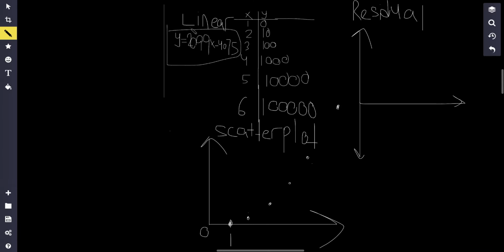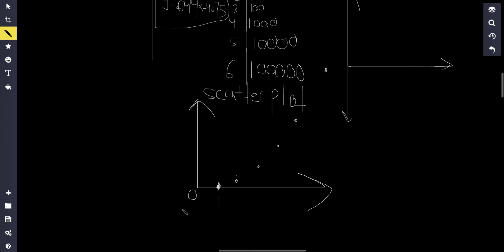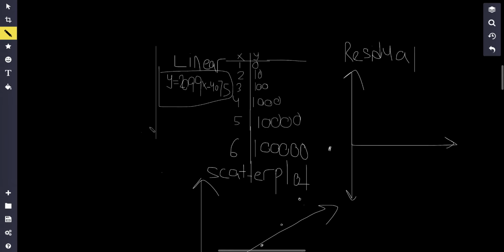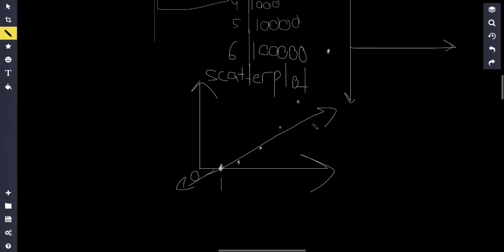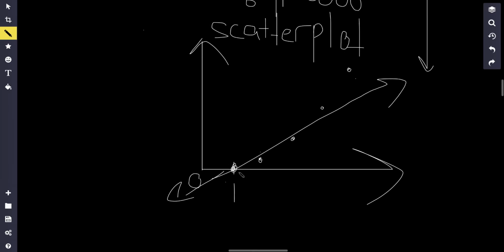And let's just say I graph my line of best fit. So let's say my line of best fit looks something like this. I know this isn't the best drawing. I'm sorry. Now, this isn't the line of best fit for this model. I just kind of made something up. But let's just say that it looks like this for the sake of me being lazy.